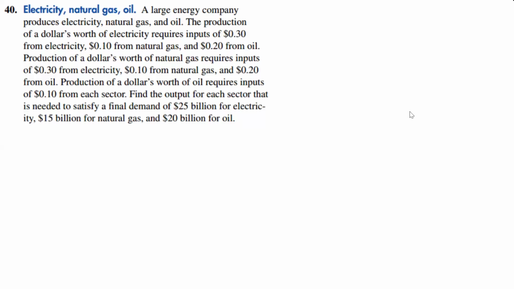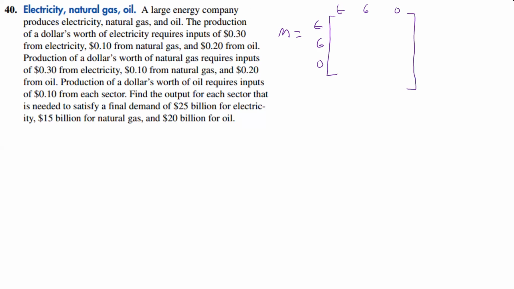All right, so here we have electricity, natural gas, and oil. So we have a 3 by 3 equation here, which means we have to have an M that's going to be a 3 by 3. So it looks like we're going to have electricity, gas, and oil, and electricity, gas, and oil.